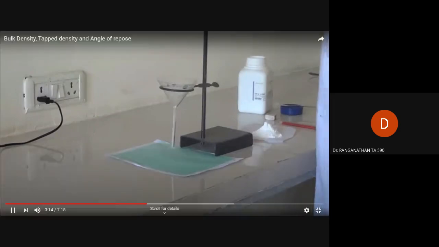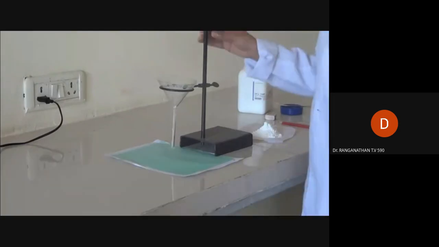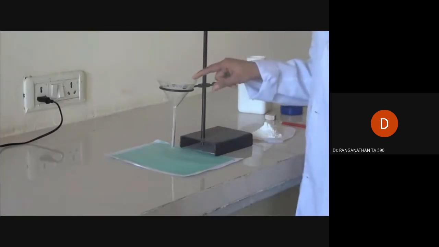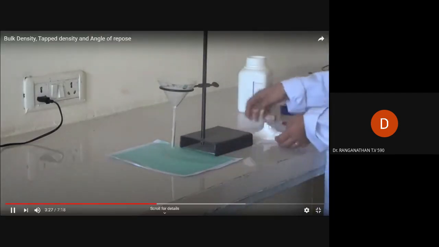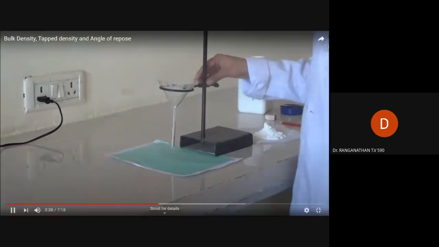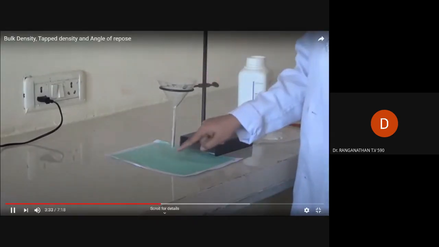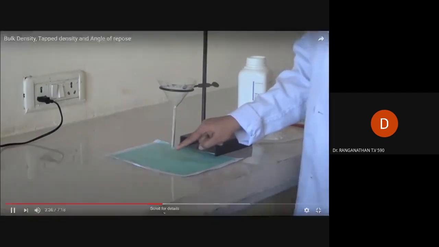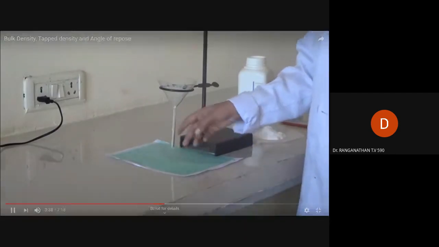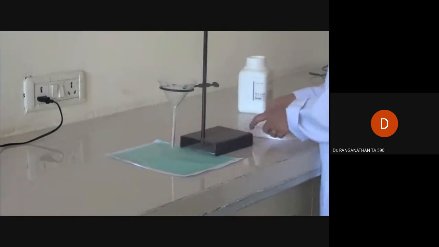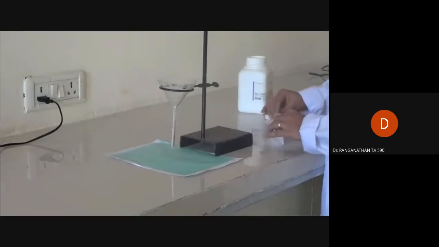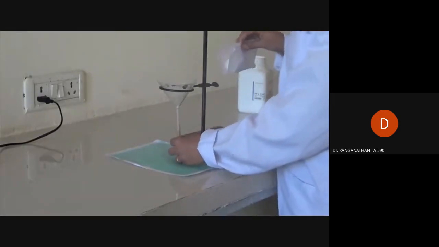Now we will calculate another flow property of powder, that is angle of repose. For this we require a burette stand, a clean and dry funnel, graph paper and a sample of powder. First of all we will attach the funnel to the burette stand, and the distance between the tip of the end of the funnel and the bottom is 2 cm, that is the height. Now after this, we will transfer the powder into the funnel by placing a thumb at the end of the funnel so that the powder will not flow.